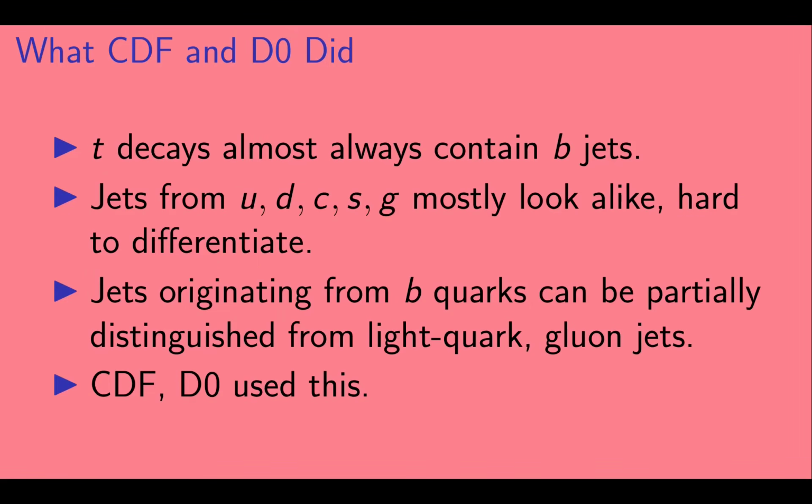Now, top decays almost always contain bottom quark jets. Jets from the other quarks, as well as jets from gluons, which also make jets, kind of look alike, making them hard to differentiate. But jets from B quarks can be partially distinguished from the light quark and gluon jets. So CDF and D0 used this information as well.